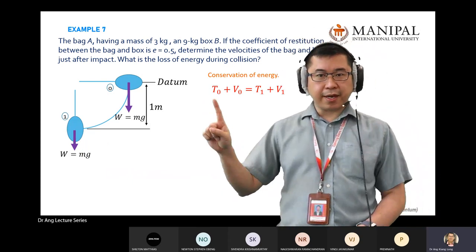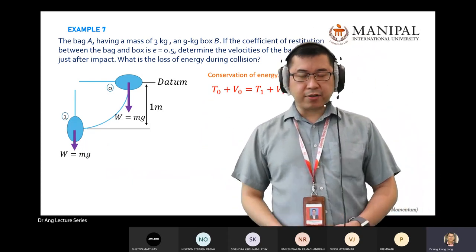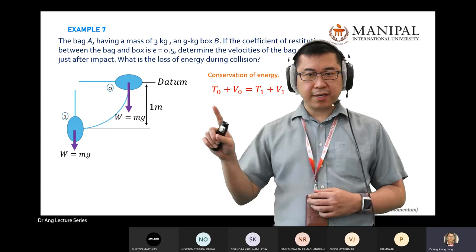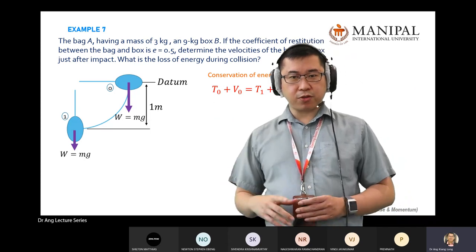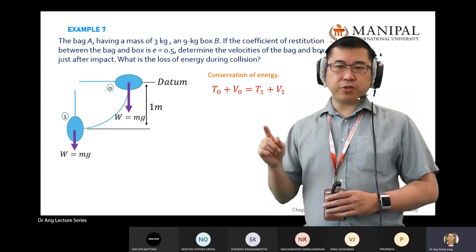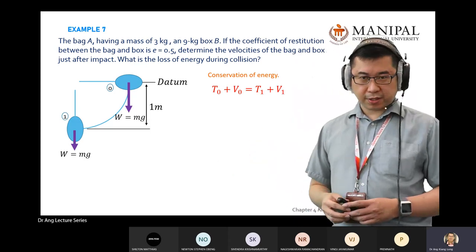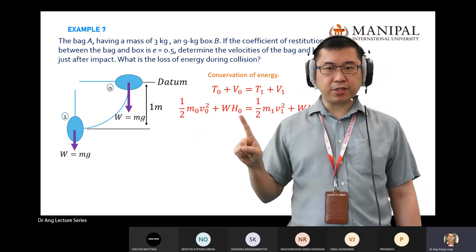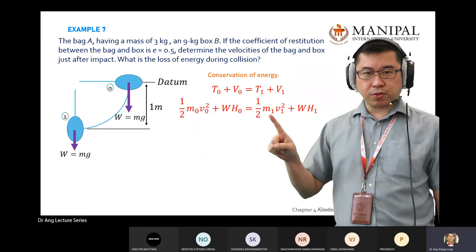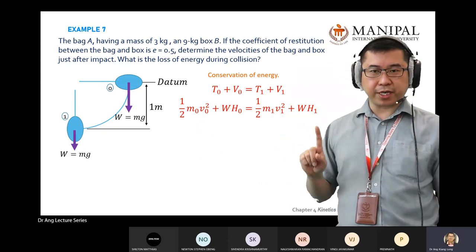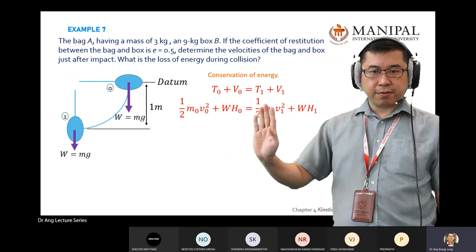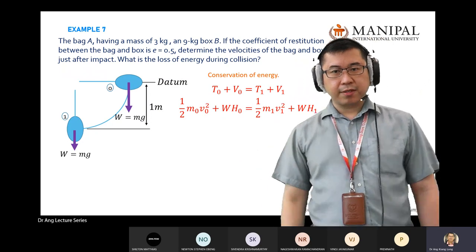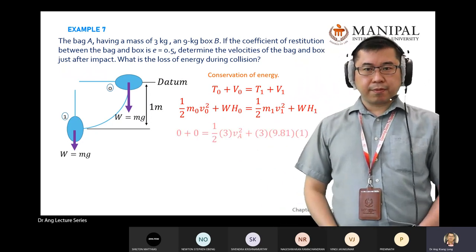You know the equation for kinetic energy, right? Equal to half mv squared. Kinetic energy equal to half mv squared. Potential energy equal to mgh or wh. You just need to substitute the values: half mv squared plus wh or mgh equals half mv squared plus mgh. But notation, be careful: before I use zero, after I use one. Substitute.